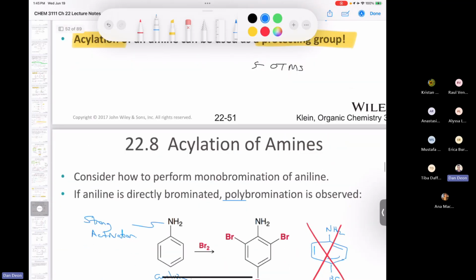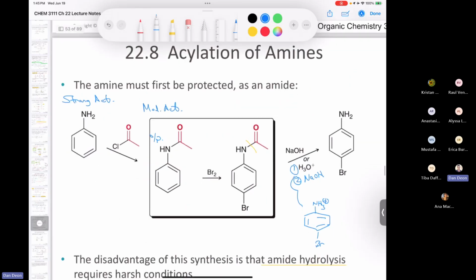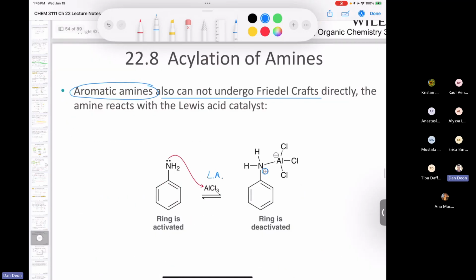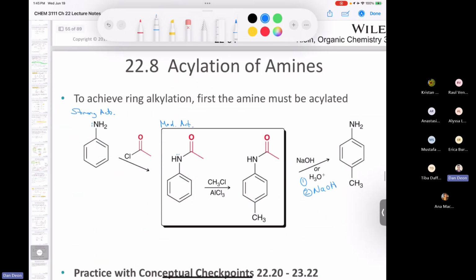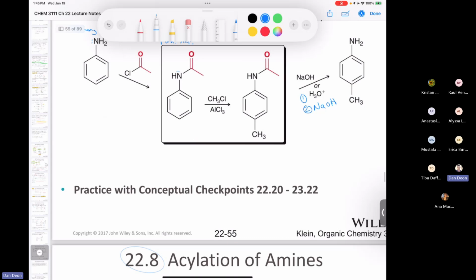The first one, reason number one, is if you try to do a monobromination of aniline, it doesn't work. You end up with polybromination. So what you do is an acylation, and then you get monobromination. The second reason is that aniline and other aromatic amines are no good for Friedel-Crafts reactions. Why? Because they bind to the Lewis acid, which inactivates the ring. So you acylate it, and that allows you to install alkyl groups like a methyl or an ethyl or an isopropyl, et cetera. So we got two reasons why we study acylation of amines.